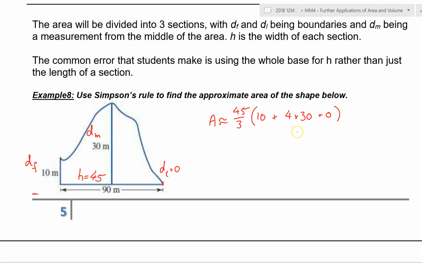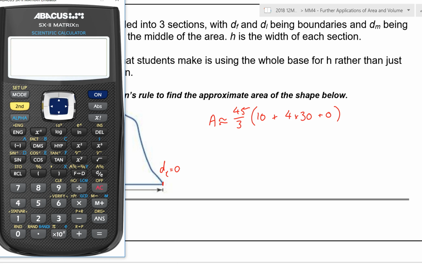Okay, first one, 4 lots of the middle one, the last one, and that's multiplied by H divided by 3. There we go. Now, let's get in the habit of using our calculator. I'm going to apply my own order of operations.